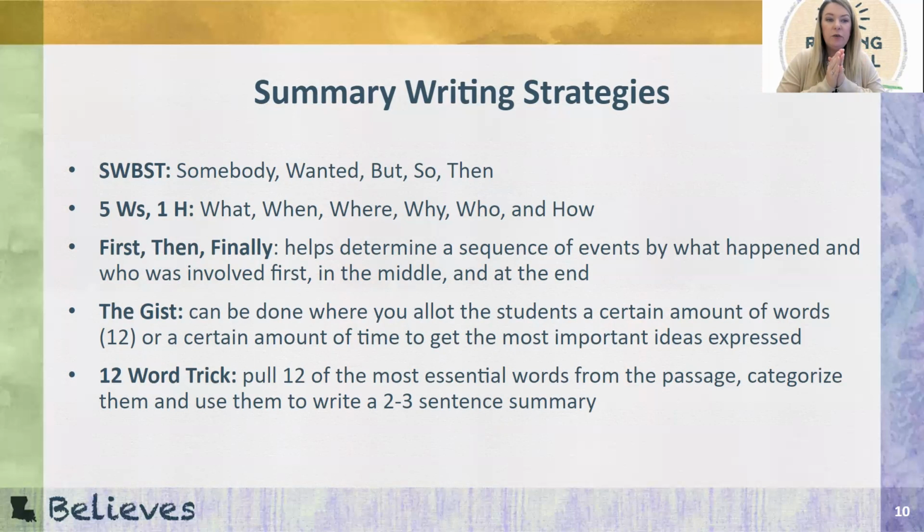The 5 W's and the 1 H fits great no matter what the text type is and no matter what the grade band is in 6 through 12. So this is what, when, where, why, who, and how. It's a very basic strategy. They just need to pick out the most important things that are happening there.